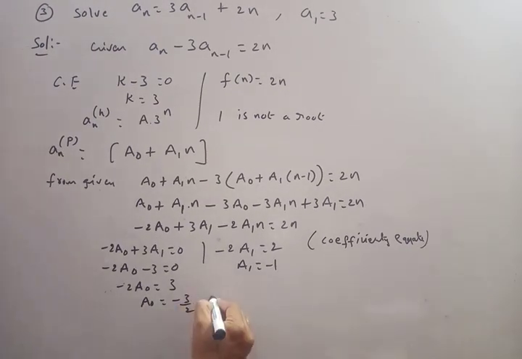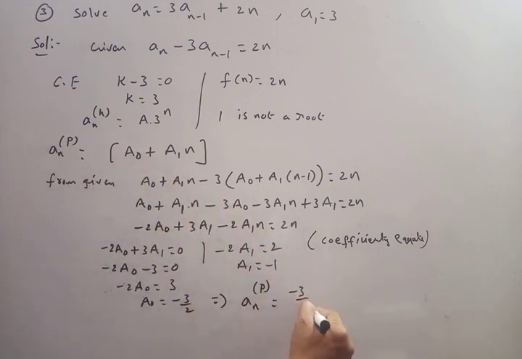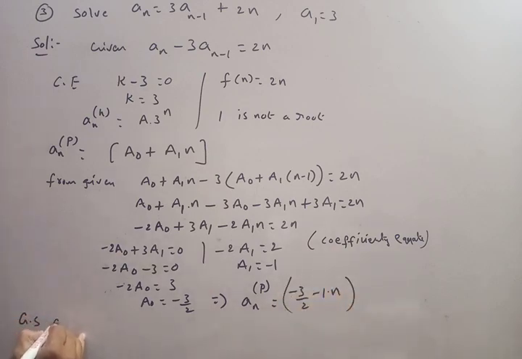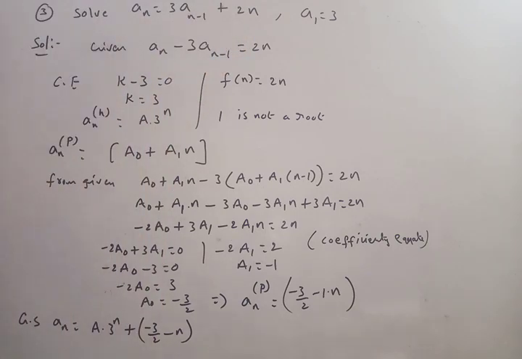So this implies an power p: a naught is minus 3 by 2, and a1 is minus 1 into n. Therefore the general solution an is equal to an power h, a into 3 power n, plus an power p, that means minus 3 by 2 minus n. Correct. Now he gave the initial condition a1 is equal to 3. He gave the initial condition.